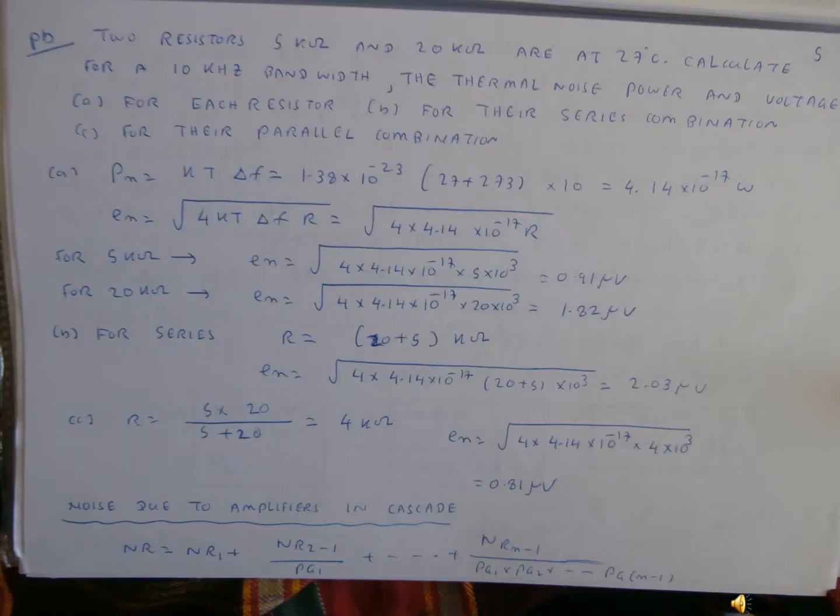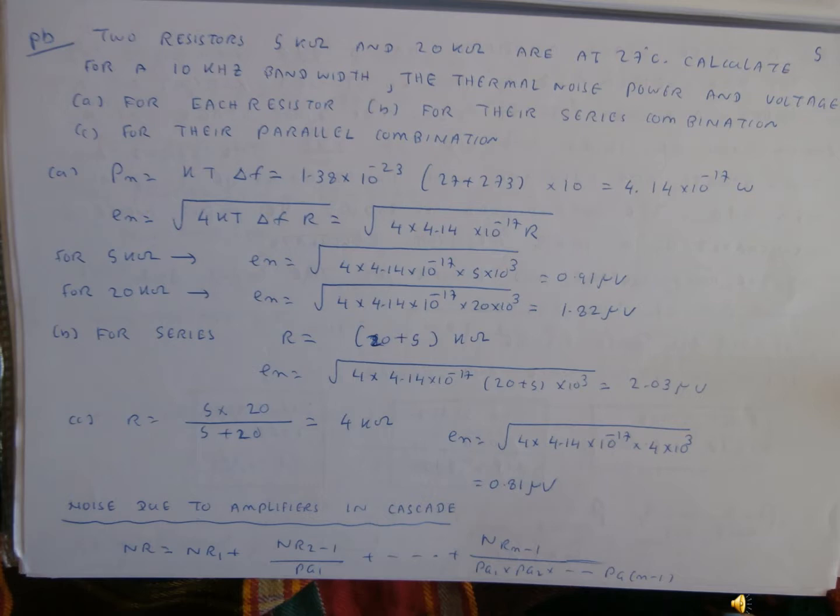Then we saw the problem. Two resistors of 5 kilo ohm and 20 kilo ohm are at 27 degrees centigrade. Calculate, for a 10 kilohertz bandwidth, the thermal noise power and the noise voltage: A for each resistor, B for their series combination, and C for their parallel combination.